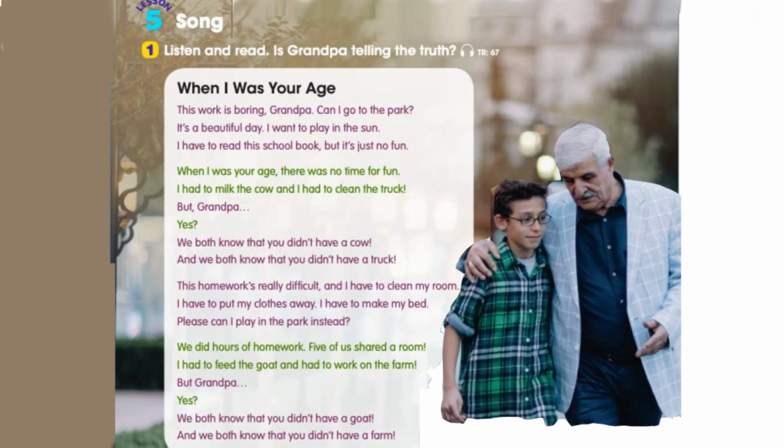Track 67. Unit 7. Lesson 5. Song. Exercise 1. Listen and read. Is Grandad telling the truth?